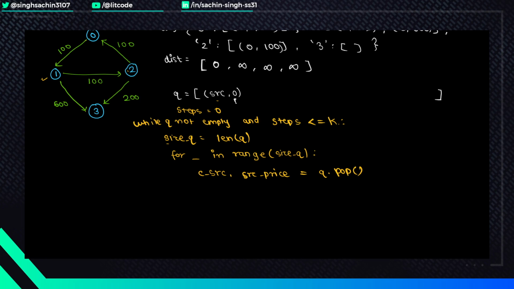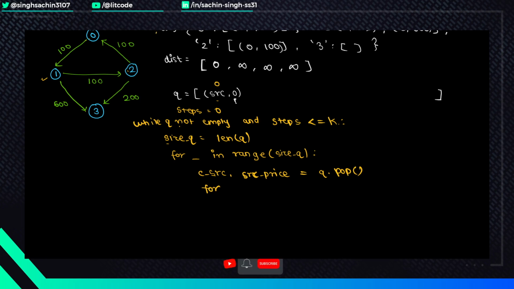So for example, you started at source which is 0, and 0 you have currently. Now you entered this loop because the queue was not empty and the number of steps is less than or equal to k. K is 1. Now the size of the queue is 1. Why? Because we just had a single element over here. Now you'll do a pop, and you'll receive a source and the price from the source itself. Currently it is 0 because if you want to go from city X to city X itself, the distance will be 0 and the price will also be 0.